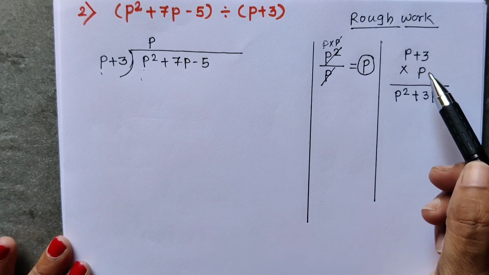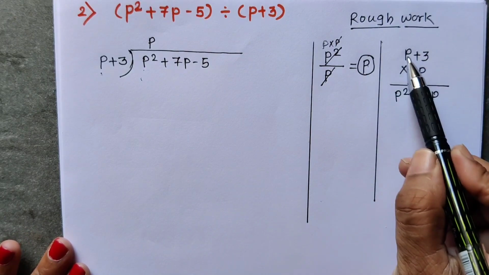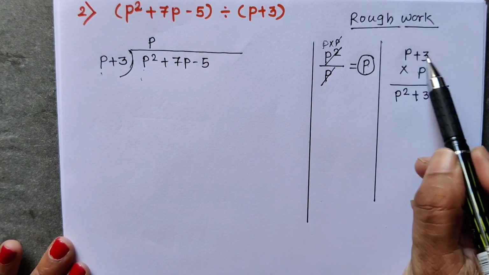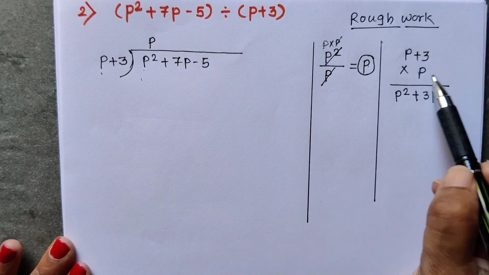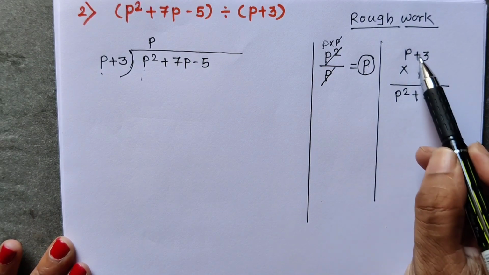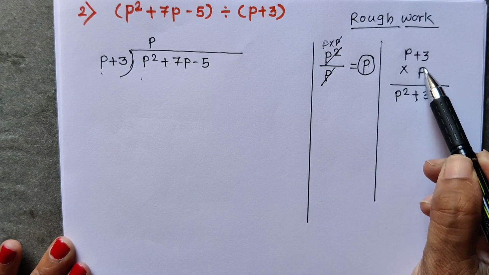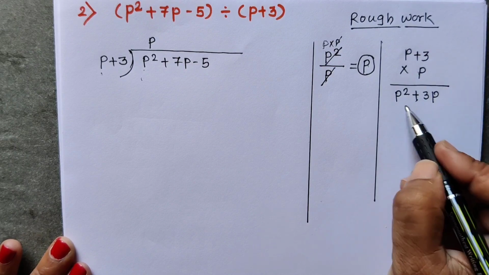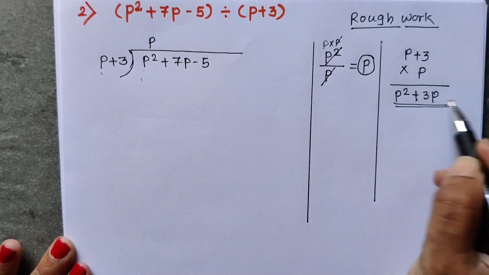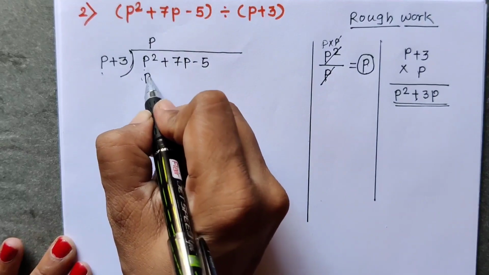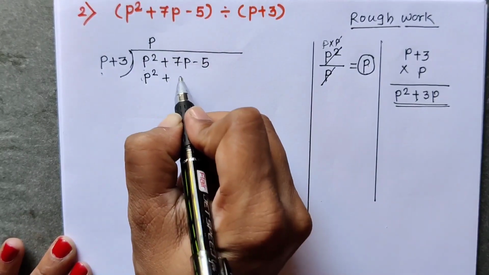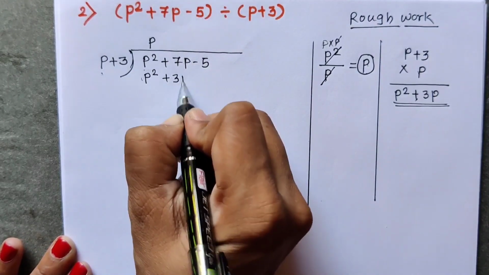So in this way we have to multiply this p to both the terms in the divisor. Okay, so p into p is p square, plus sign is there, put plus sign. P into 3 is 3p. So this p square plus 3p we write below in the dividend.